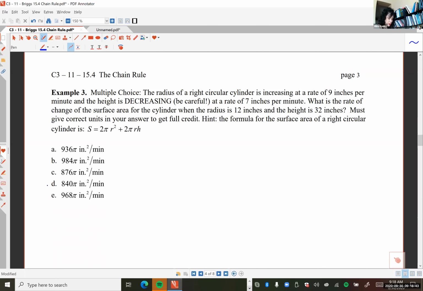And for those of you who want to do this problem on your own, this is very similar to what I'm going to put on the quizzes and exams, so do it. The answer here is letter D.